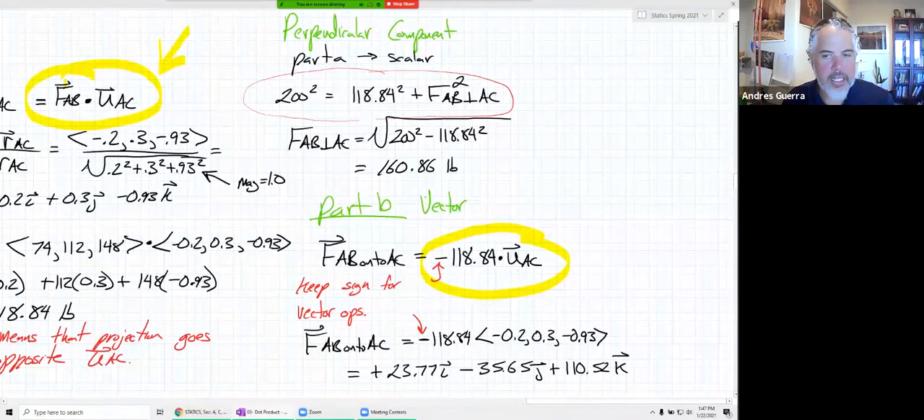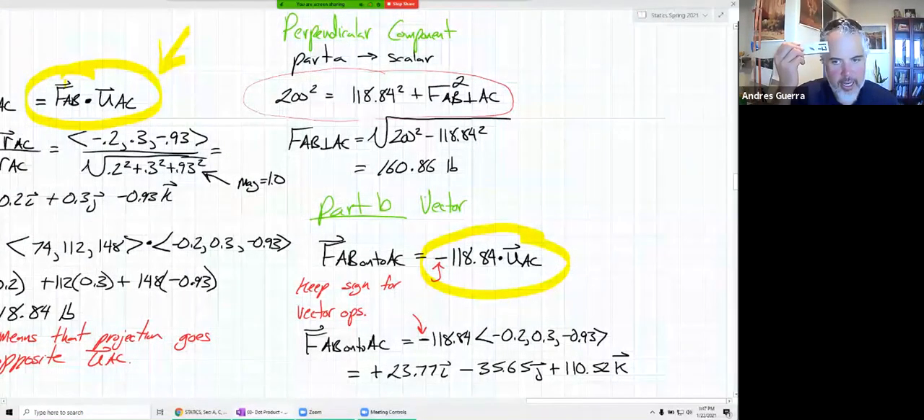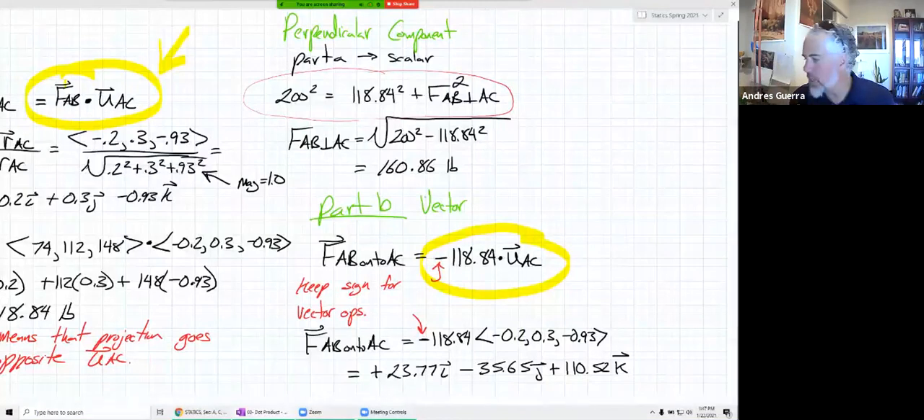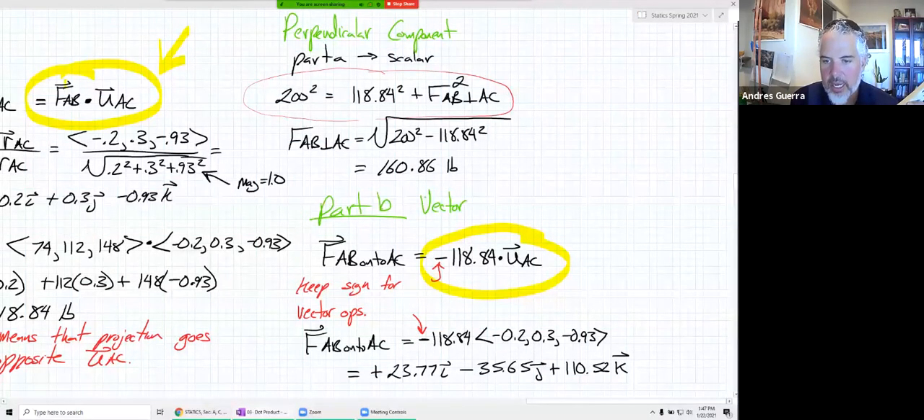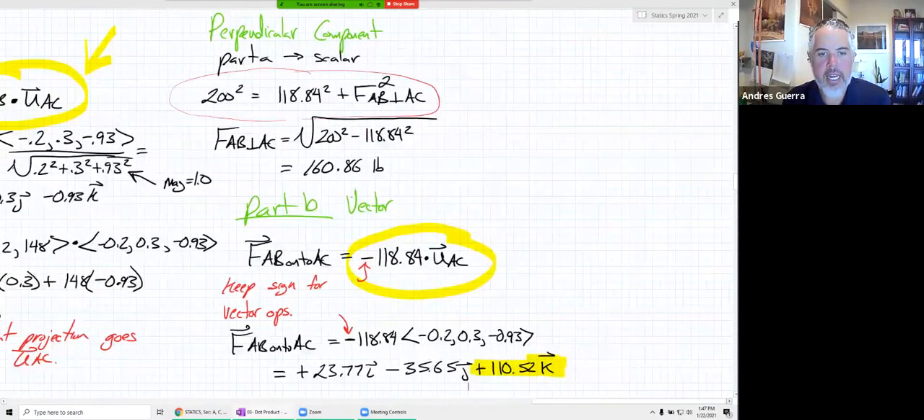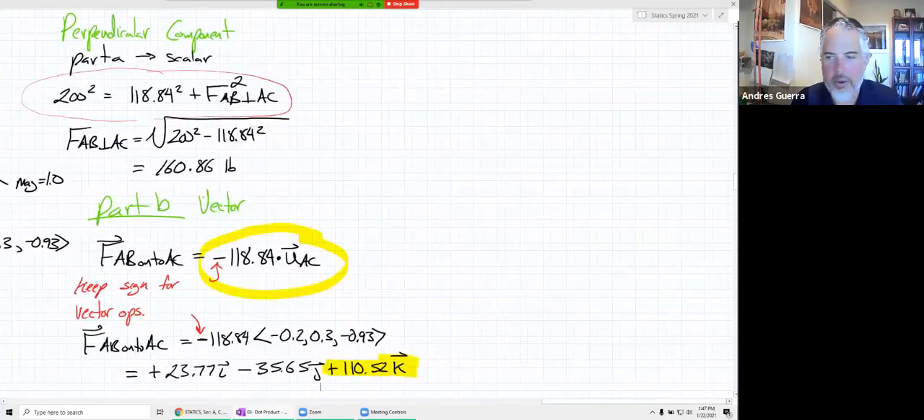We know that stake is going to come out of the board and hit me in the head, which is going in which direction relative to our coordinate system? It's going in the positive k direction, the positive z direction. It's coming out of the board, so it's coming in the positive z. Look at when we kept that sign, we end up with a positive z. So we can see that keeping that sign for vector operations flips everything for us and makes sure that in the end it goes in the correct direction.